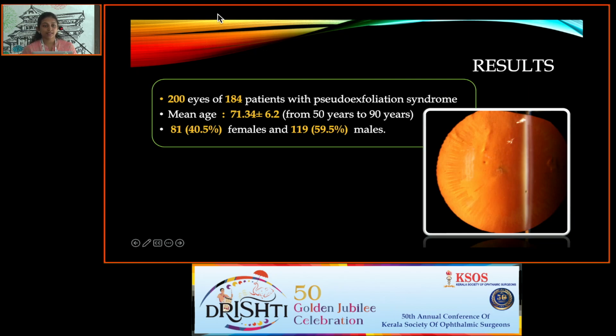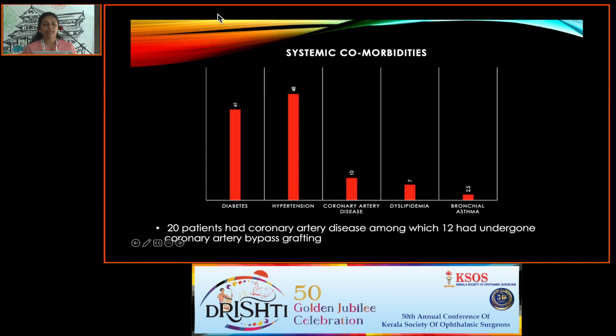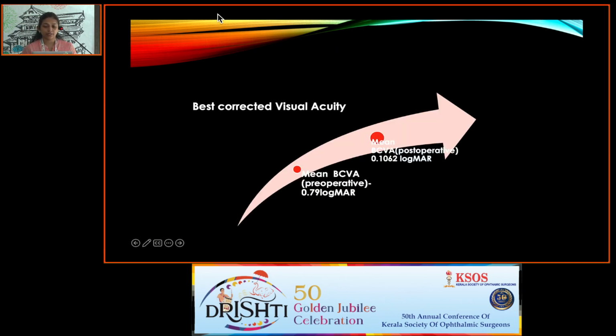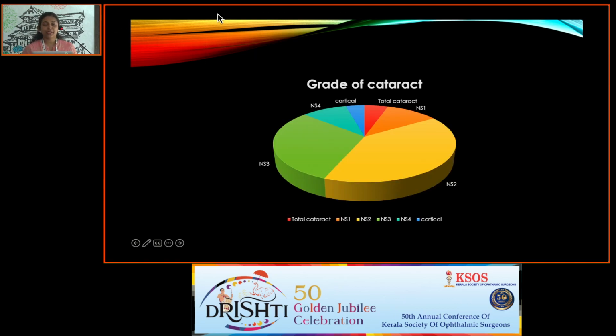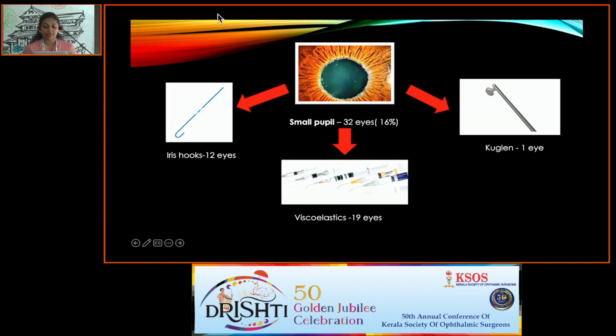These are the results. 200 eyes of 184 patients with pseudoexfoliation were analyzed, and the mean age was 71.34 plus or minus 6.2, ranging from 50 to 90 years, and the majority were males. The most commonly associated systemic comorbidities in our study were diabetes and hypertension. The mean best corrected visual acuity preoperatively was 0.79 logMAR, which improved to 0.1 logMAR postoperatively. Majority had nuclear sclerosis grade 2 or 3.